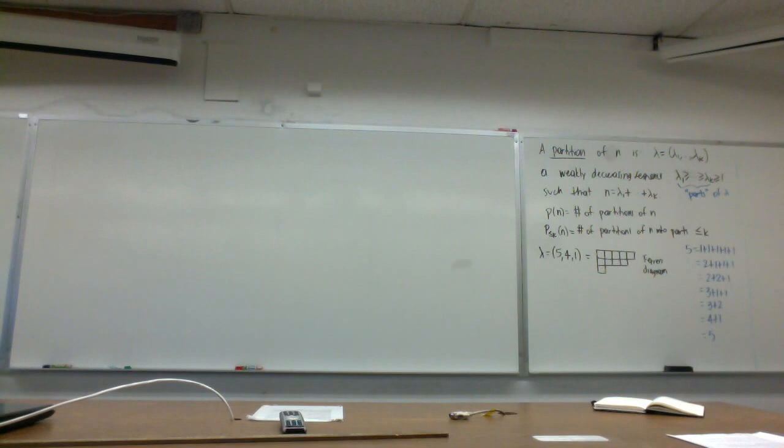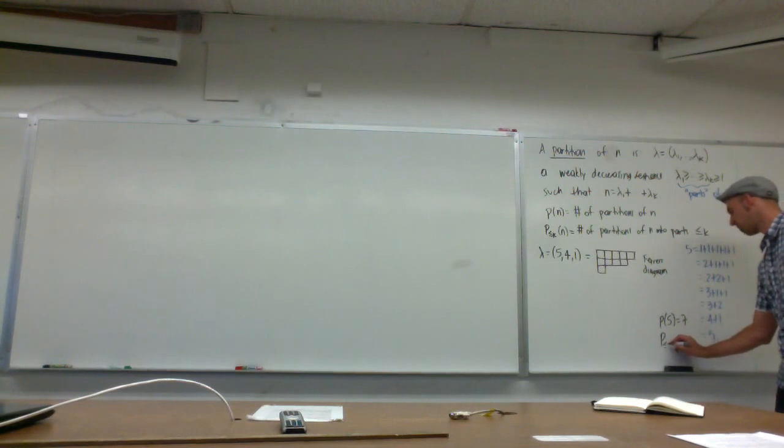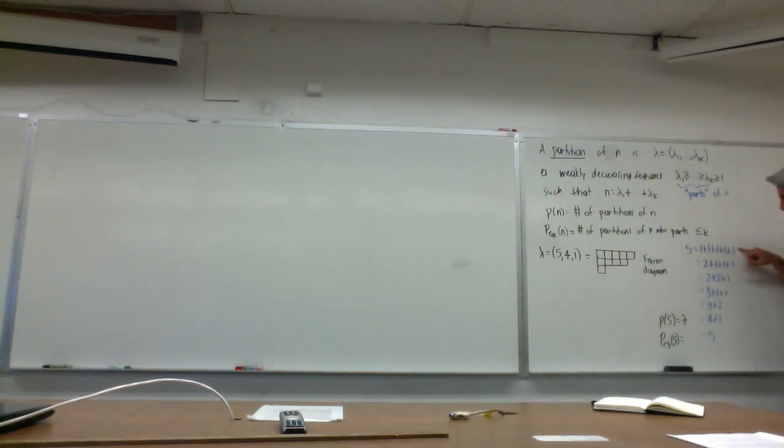Okay? So I just wrote that P of 5 is 7. And for example, what's P sub less than or equal to 3 of 5? Well, I need to look at these partitions and see which ones only use parts less than or equal to 3. So there's 5 of them. And these two don't count.